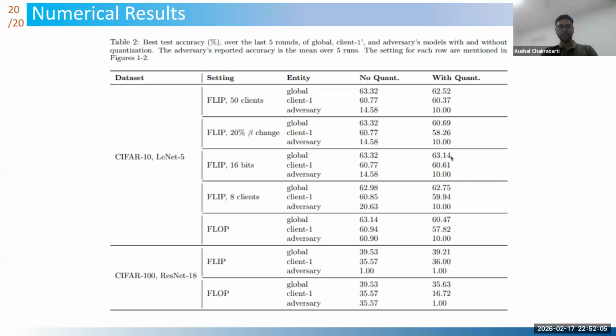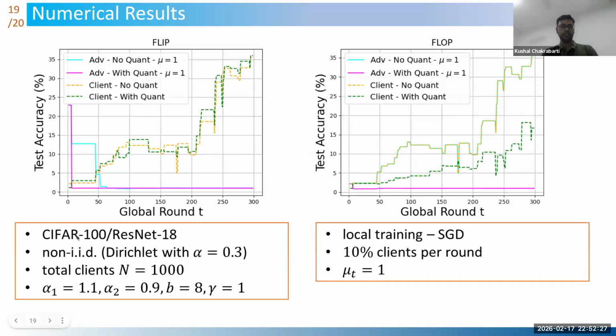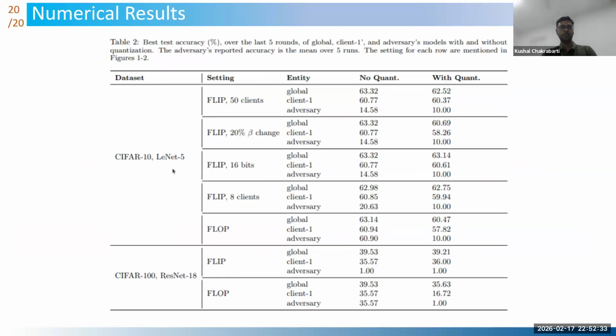So how much utility loss is there? All these are tabulated here. We also did some experiments on a simpler dataset to get a feeling for whether the theoretical results that we have match the simulation or not. Because with a larger dataset, it is difficult to do ablation studies to verify the theoretical results.